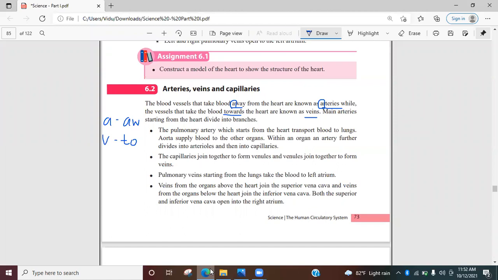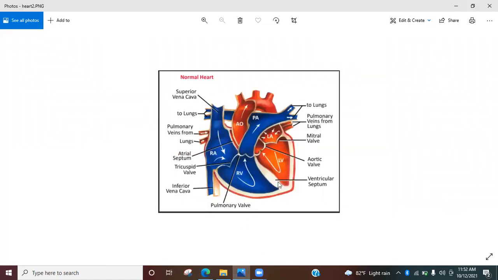The capillaries join together and form venules, and venules join together to form veins. Pulmonary veins starting from the lungs take the blood to the left atrium.